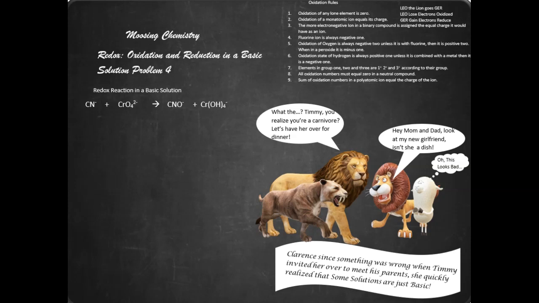All right, let's look at our redox reaction here. The first thing we're going to do is break our redox reaction into two half reactions. So let's go ahead and look at our first half reaction. We've got CN- is going to yield CNO-.